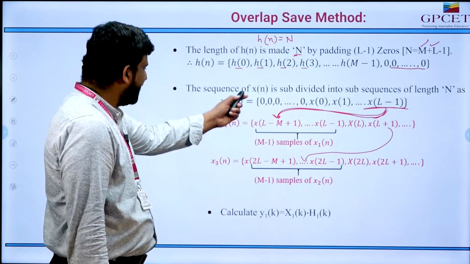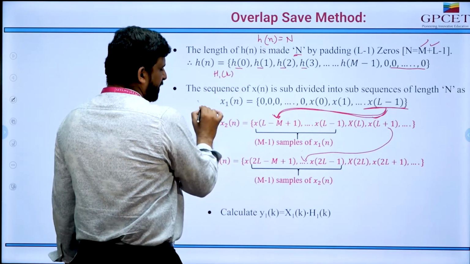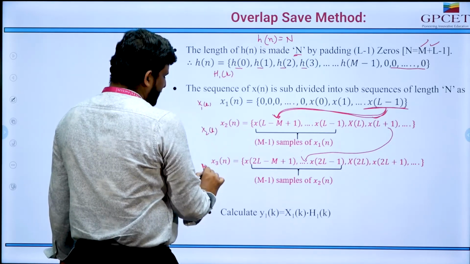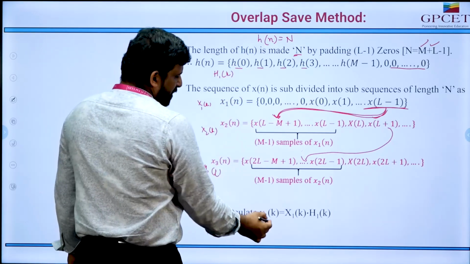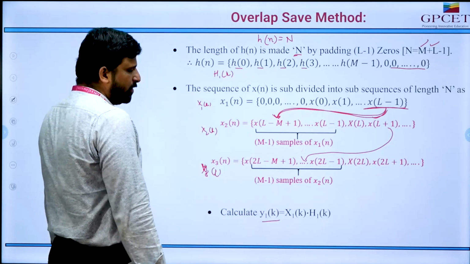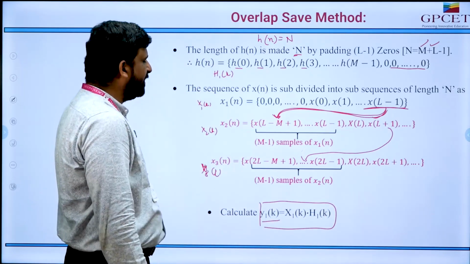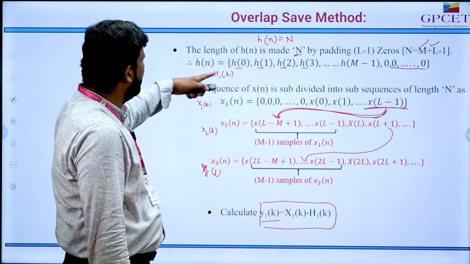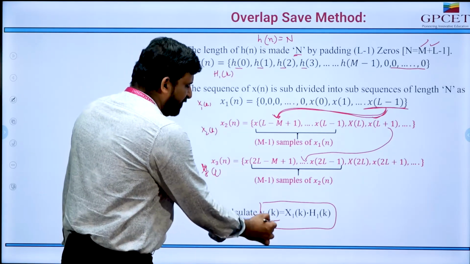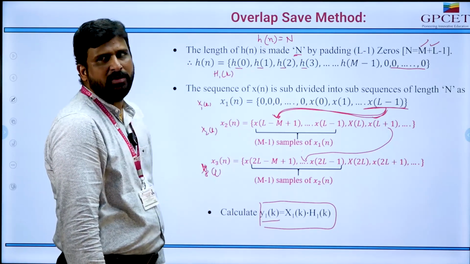So now finally, after getting all the sequences, here we will get the values of x1 of k, h1 of k, x2 of k, h2 of k, and similarly x3 of k and h3 of k. By getting all these values, however many subdivisions happen, that many y of k values are going to be calculated. For that, we are using linear convolution. y1 of k is equal to x1 of k convolved with h1 of k. If we get three subsequences, how many y of k's do we get? That is y1 of k, y2 of k, and y3 of k. So depending upon the samples, that many linear convolutions are going to be calculated.